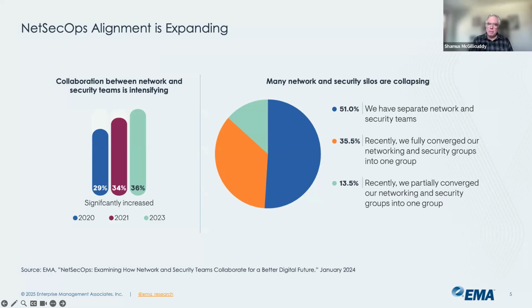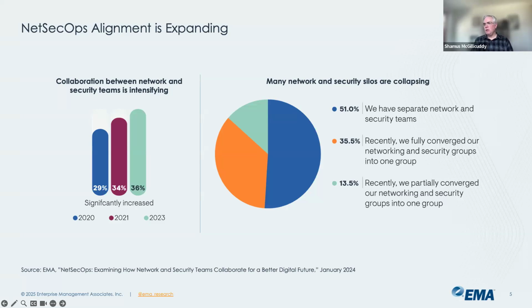We're also seeing some realignment of organizations. On the right-hand side, this pie chart is the result of a question like, how are you organized around networking and security internally? 51% said we have siloed teams, which is traditional. Almost 36% said recently we have fully converged these groups. That's pretty radical. One group doing networking and security.